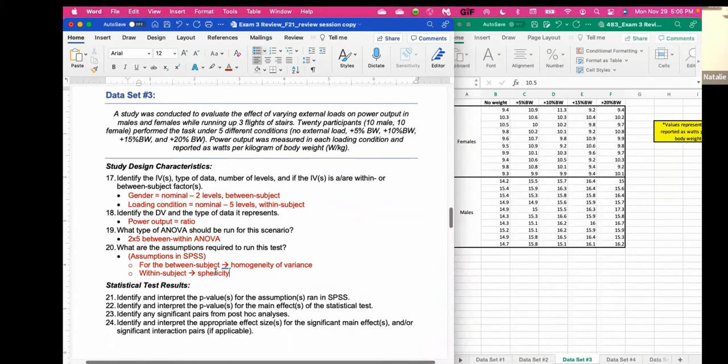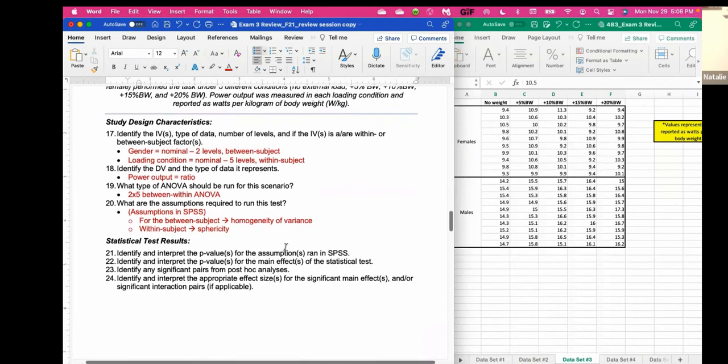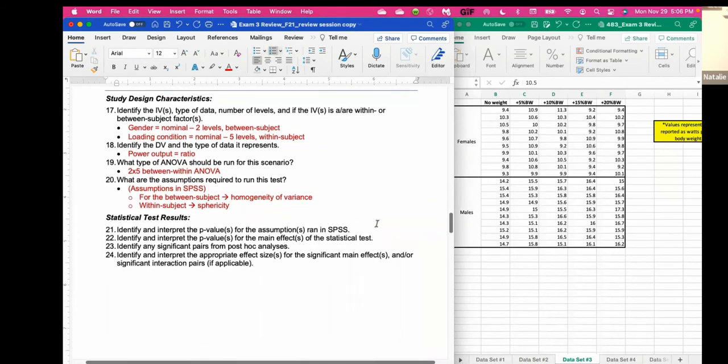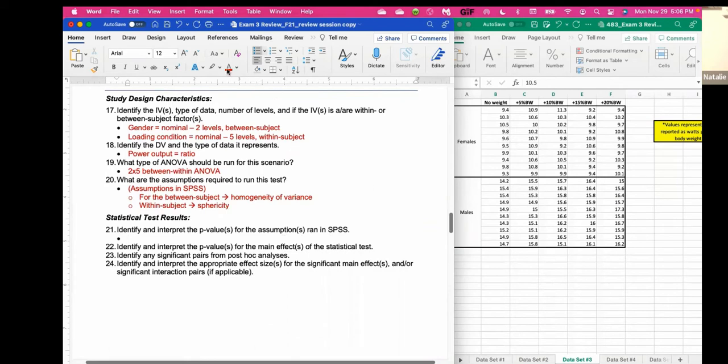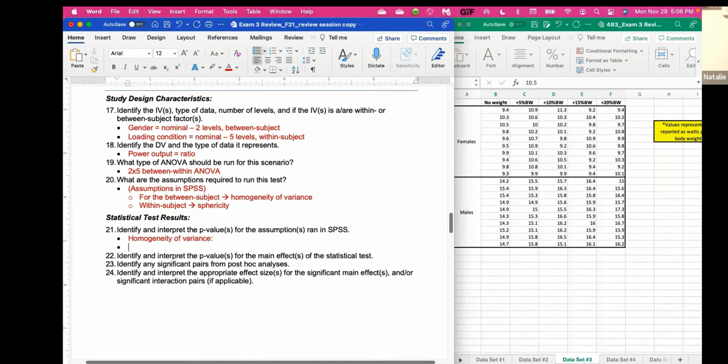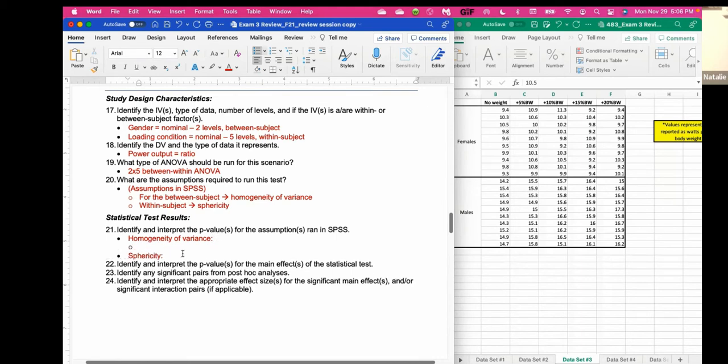Also take note for the interaction. The interaction gets posted in the within subject factor ANOVA table. So whatever we decide to do with our loading condition is what we end up deciding to use for our main effect of our interaction. Okay. So for our p-values, we're going to have a p-value for homogeneity of variance. So I'll type that out now. We're also going to have ones for sphericity.